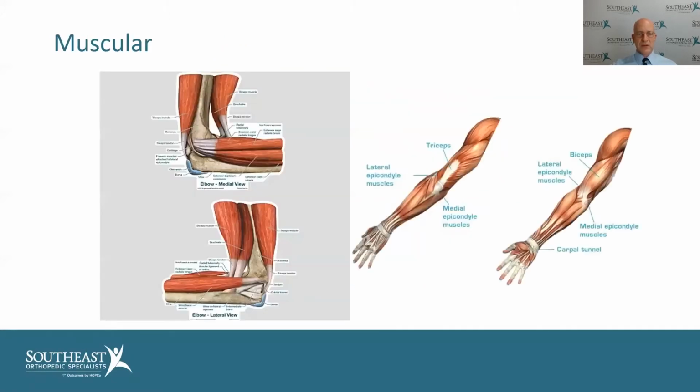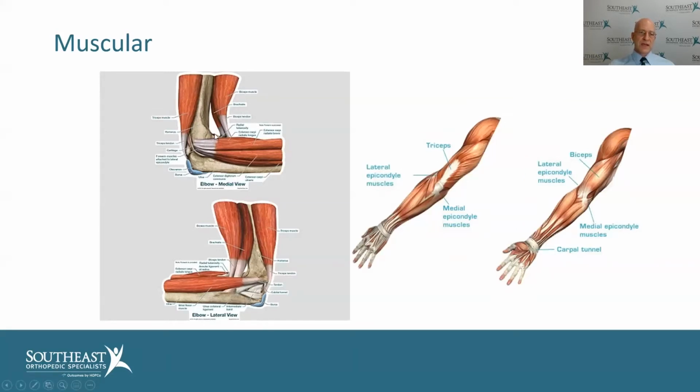As we go to the muscular anatomy, the primary function of the elbow in regards to the muscles is to provide the anchor for the motors of the wrist and the hand. So our wrist function, both flexion, extension, moving, grip strength, all of these things actually start with muscles and with tendons that begin and anchor in the elbow itself.